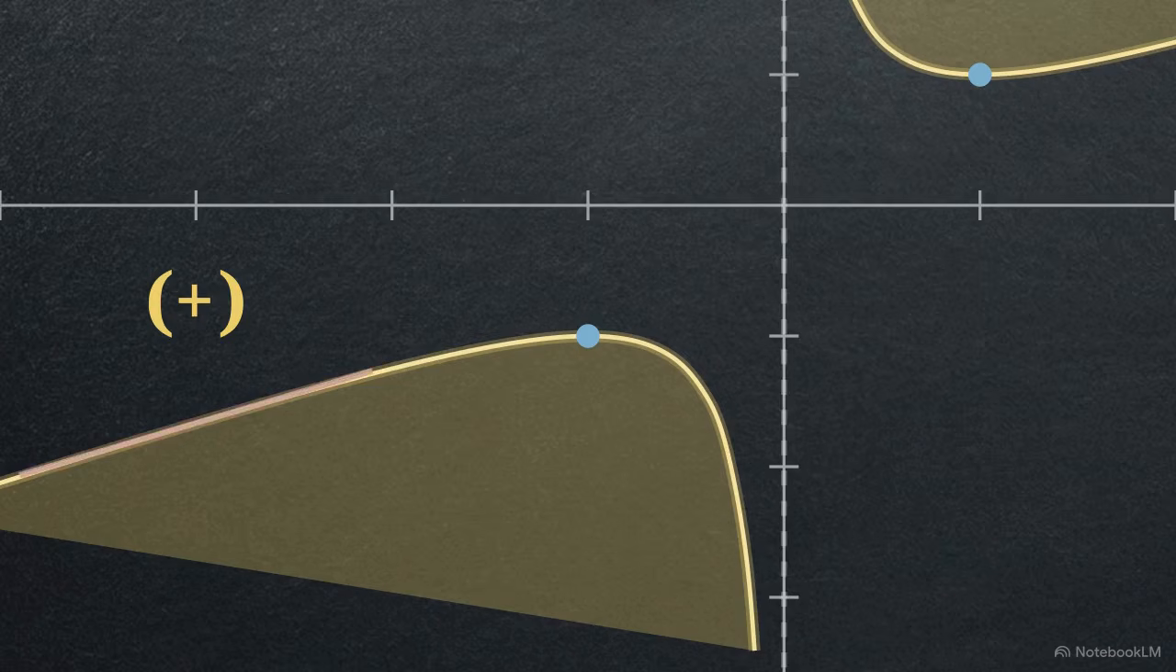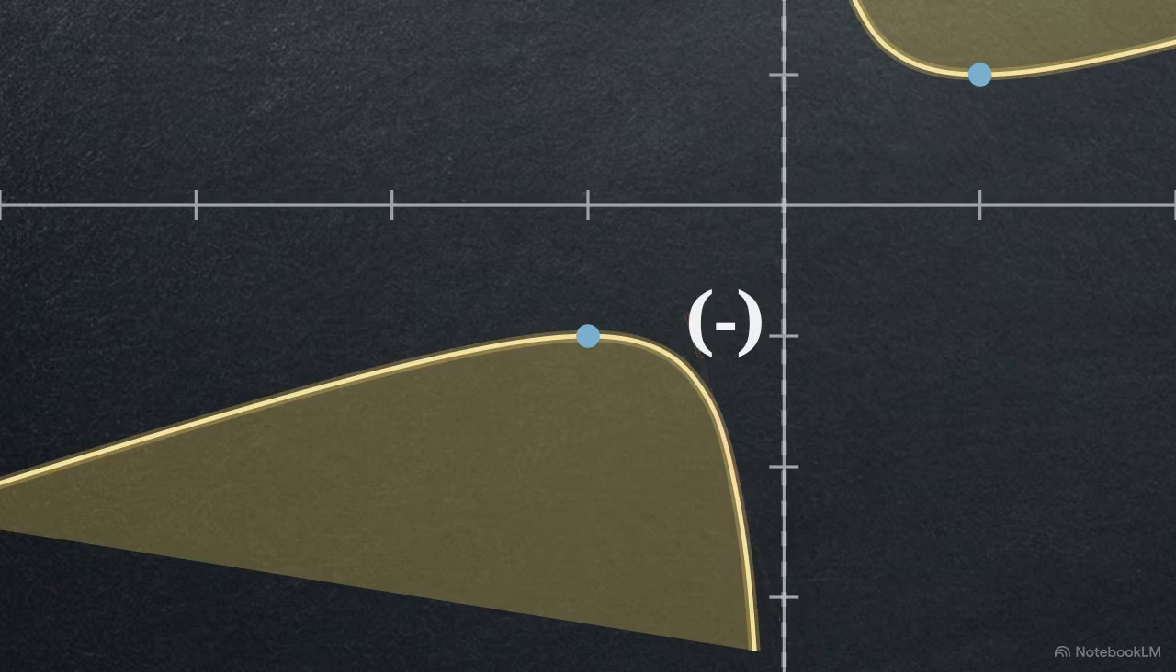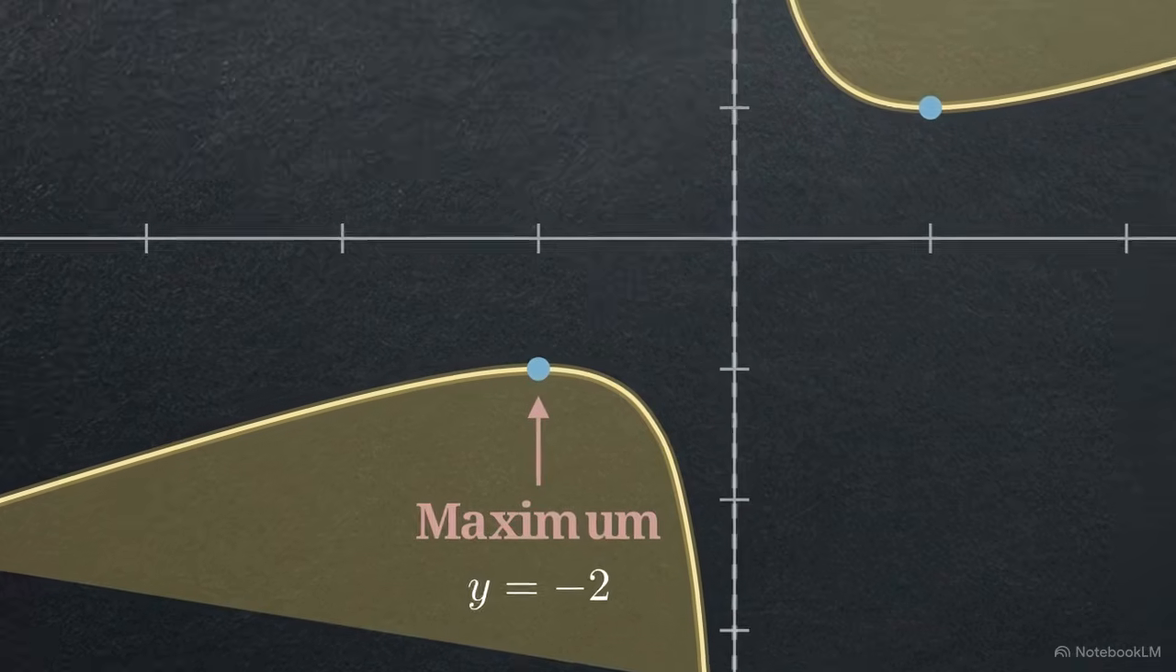Let's analyze the curve at x equals -1. Approaching from the left, the slope is positive, then turns negative. This up-to-down transition forms a peak, identifying a local maximum of -2.